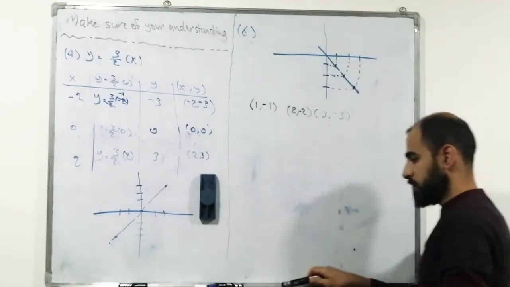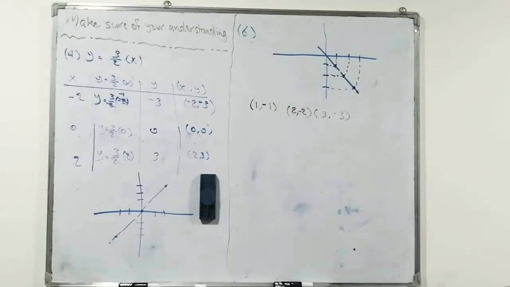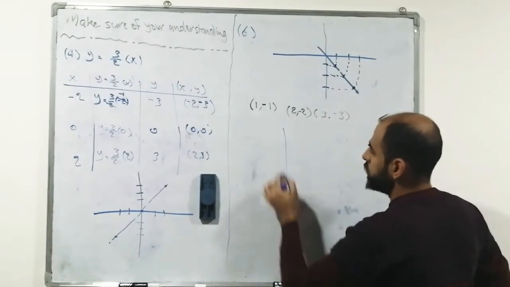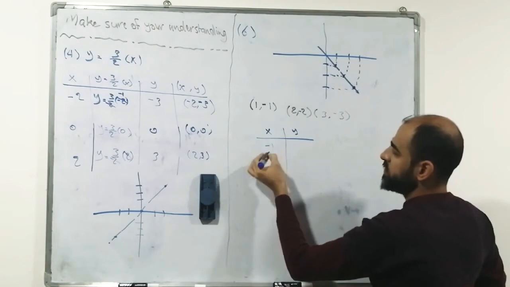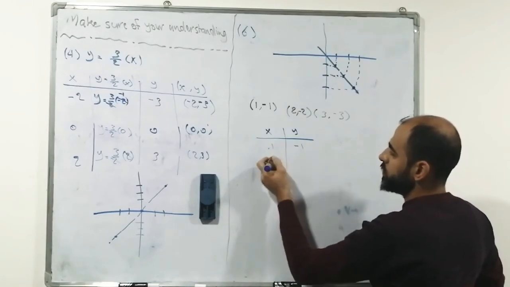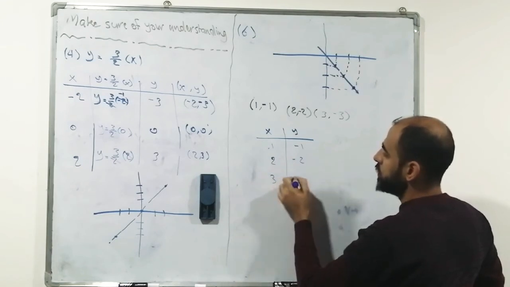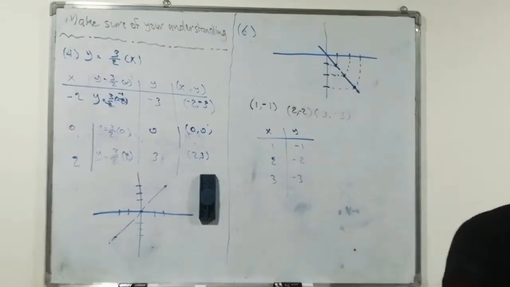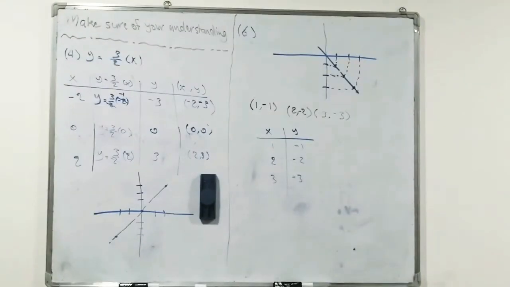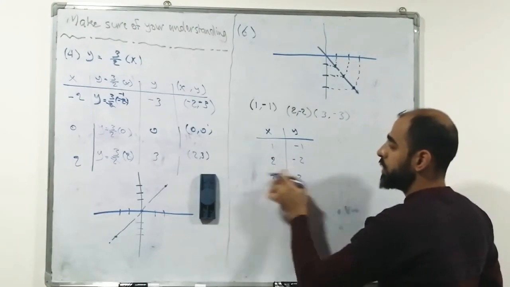By this way we can determine the values of the order pairs. Now make a function table with x and y. The first order pair is (1, -1), the second (2, -2), and the third (3, -3). As I told you previously, we can find the function rule from the first point, then apply it to the other points.